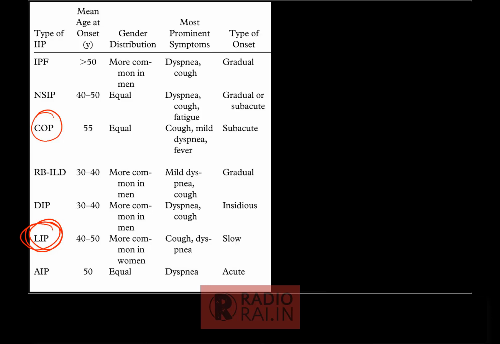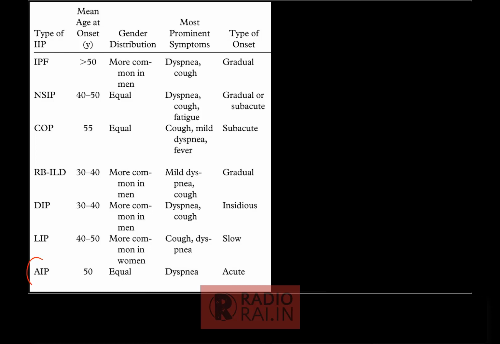Now if you see the type of onset, cryptogenic organizing pneumonia has subacute onset, and acute interstitial pneumonia has acute onset. So these are the two which have acute onset. The rest all have gradual or insidious onset. They are not sudden in onset. Whenever we have acute interstitial pneumonia and cryptogenic organizing pneumonia, the symptoms will be sudden. Usually we expect in interstitial lung disease the symptoms to be gradual, insidious or slow in onset, but these are the two conditions we need to know that can have acute onset.